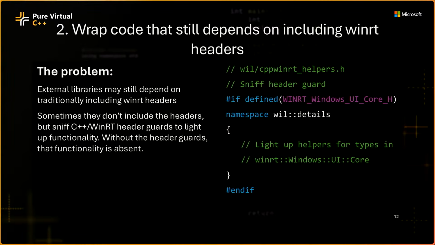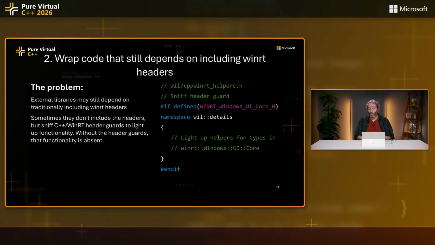But they have some headers for C++/WinRT types. They have helpers that they define. They're very polite in Wil. They don't include files on your behalf. They wait for you to include files and then try to detect if those types exist and then define helpers for them. How they're doing that is they're sniffing out the header guards that C++/WinRT emits.